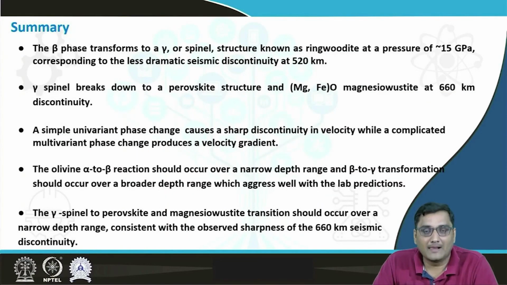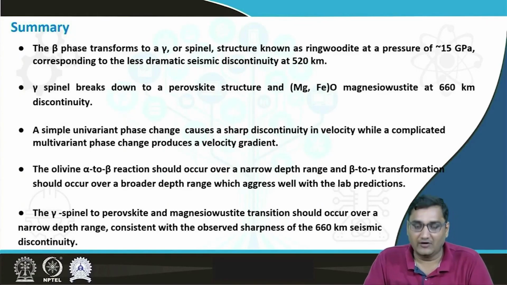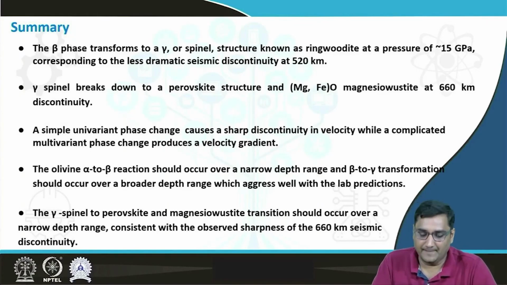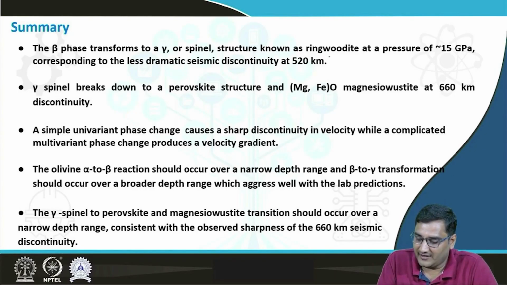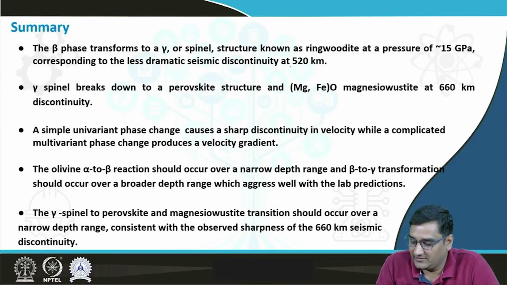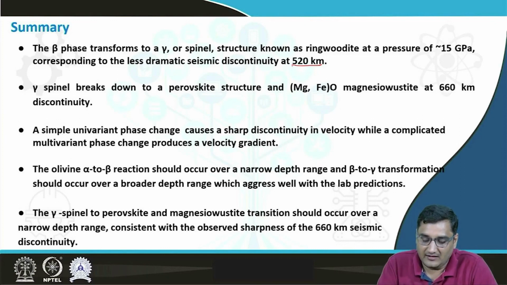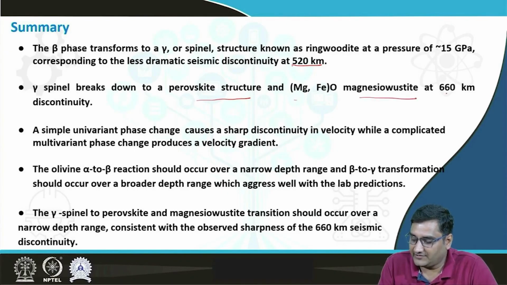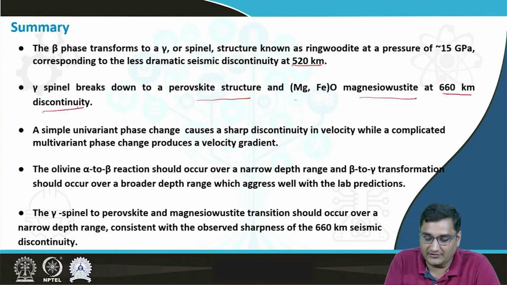So this is the summary of the lecture today. The beta phase transforms to gamma or spinel structure, known as ringwoodite, at a pressure of 15 gigapascal, corresponding to a less dramatic seismic discontinuity at 520 kilometers. Gamma spinel breaks down to perovskite structure and magnesiowüstite at the 660 kilometer discontinuity.